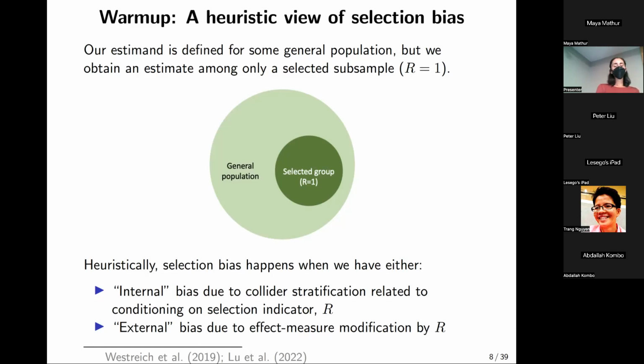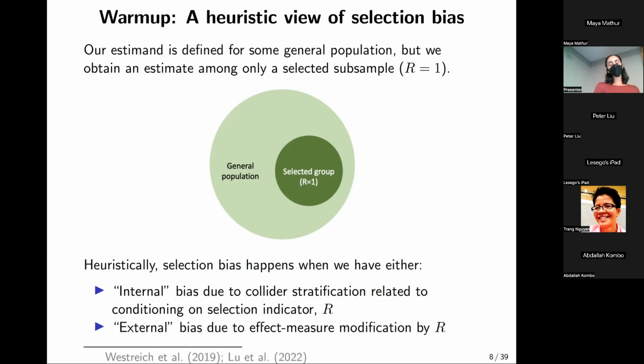And so heuristically, we can think of selection bias as comprising two different components. One is what we might call internal bias. This is bias that arises due to collider stratification because we've conditioned on the selection indicator. We're going to see some examples of this later. But the reason this could be called internal bias is that the estimate we get may not even be unbiased for a causal effect among the selected participants themselves because we have some kind of structural collider bias.